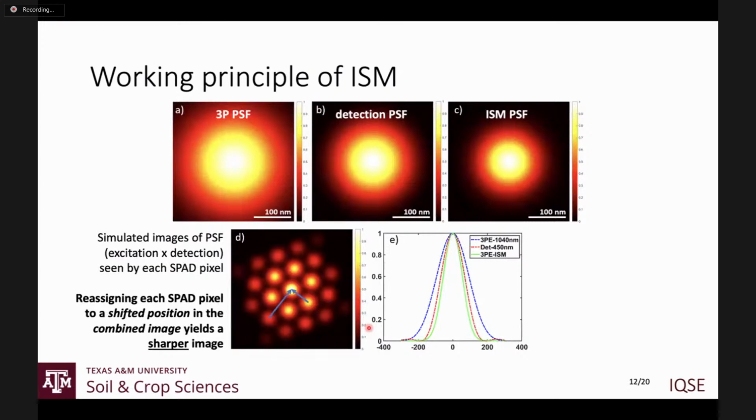So here you can see the normal point spread function when you would do just three photon imaging in the center panel on the top. That would be the detection point spread function of each individual pixel of our array detector. And when you do the combination of all these pixels, you get to an even better confined point spread function. So we get to an improvement of about almost a factor of 2, I believe.